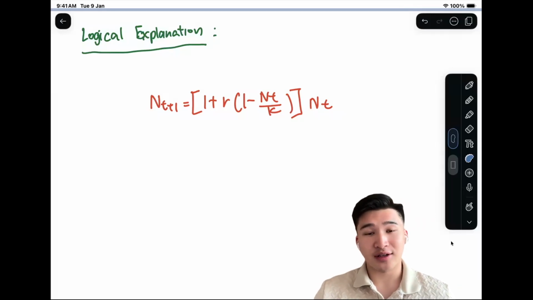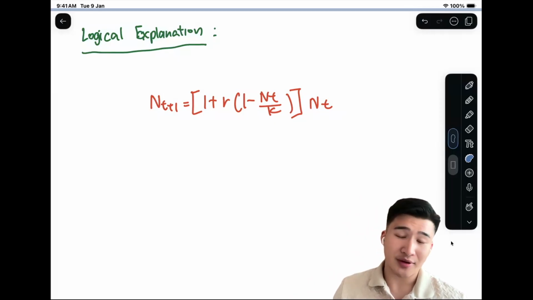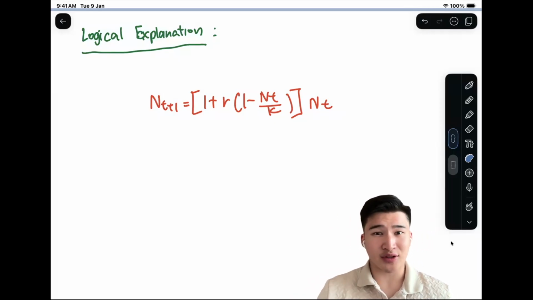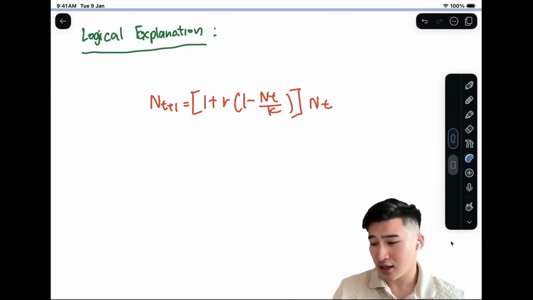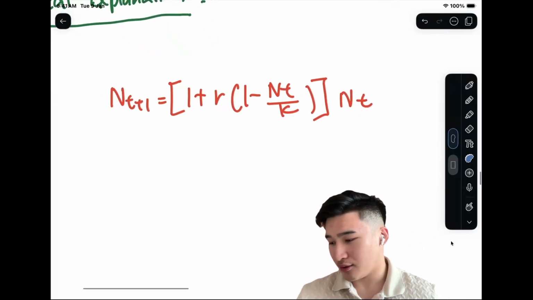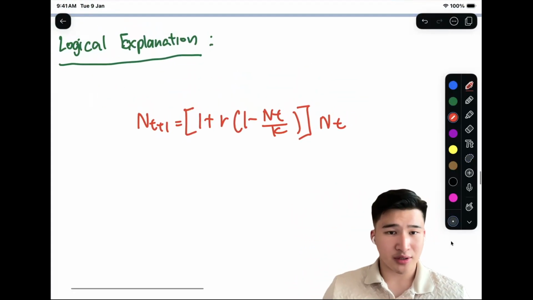So right now we're going to continue forward with our discrete logistic growth model. And in part one, we have already taken a look at what it is, some of the definition, some of the logic behind all of this, and basic concepts. So here we still have the discrete logistic growth model. Today we're going to talk about the logical explanation.